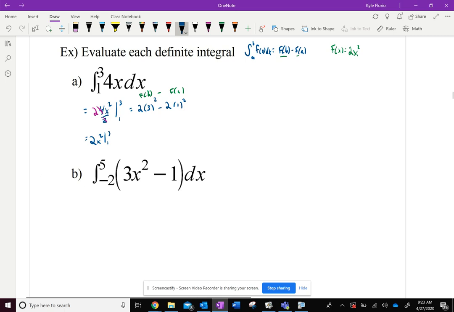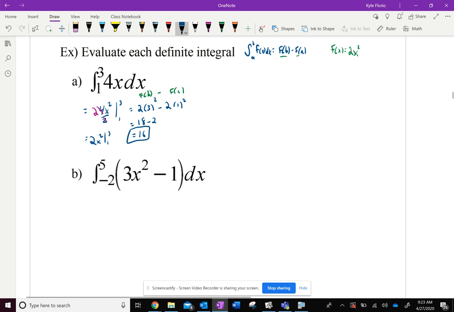And then we just need to plug those in and see what we get. So 3 squared is 9. 9 times 2 is 18. 1 squared is 1. 2 times 1 is 2. 18 minus 2 is 16. So this whole thing is equal to 16. And that's it. We just applied the fundamental theorem of calculus there.